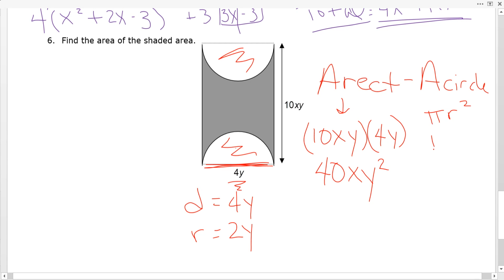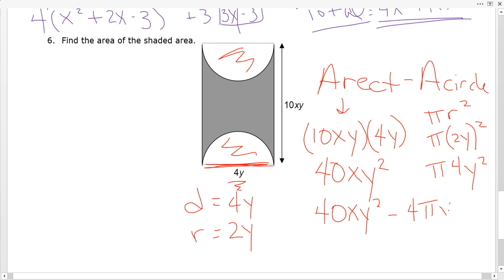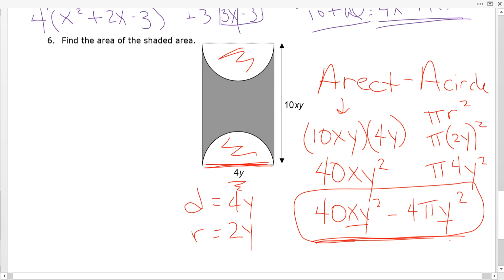So I have pi times 2y squared, which is going to be pi 4 y squared. So I have 40xy squared minus, I'm putting the 4 in front, 4 pi y squared. And I have separate terms because xy squared and y squared are not the same. So I can't combine them. So this is all I can do is 40xy squared minus 4 pi y squared. And that's it. See, it looks so hard, but it's not.